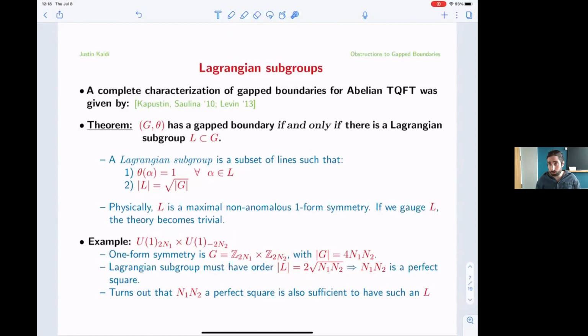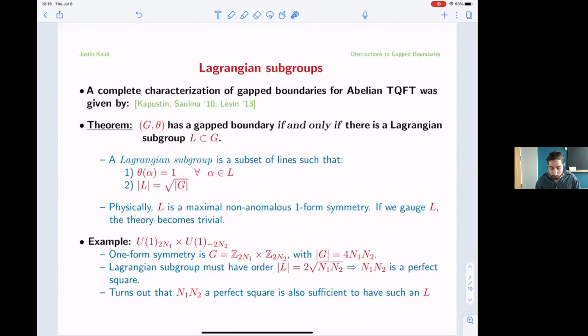But if I take the product of two of them, then the chiral central charges can cancel out if the levels have opposite sign like this. And so this theory might have a gapped boundary. So now to tell if it really does, I turn to this theorem, and I try to find a Lagrangian subgroup. The first step of doing that is just to identify the one-form symmetry group. So in this case, we all know very well, I think, that the one-form symmetry group is just Z_{2n1} times Z_{2n2}. And so in particular, the order of the one-form symmetry group is clearly 4 n1 n2.